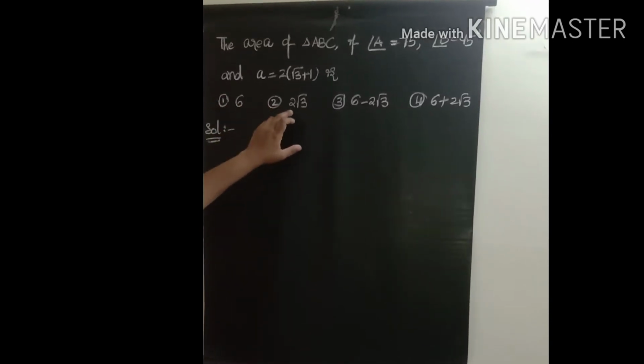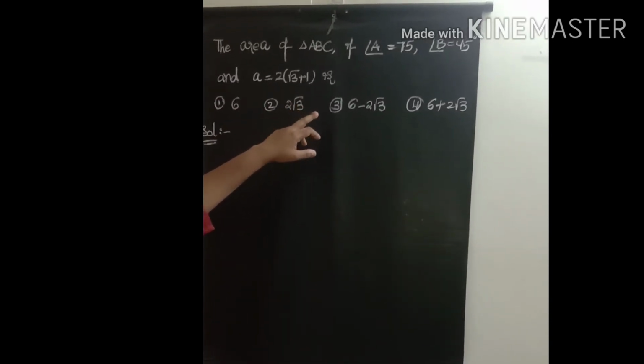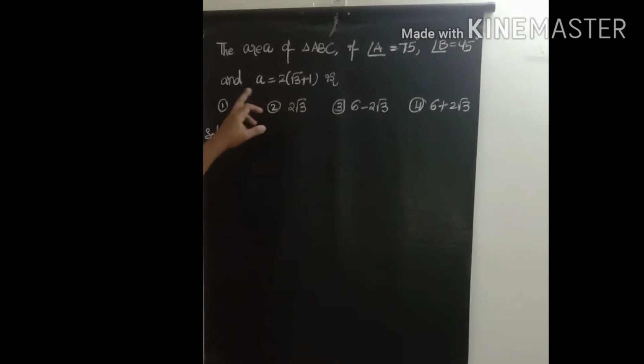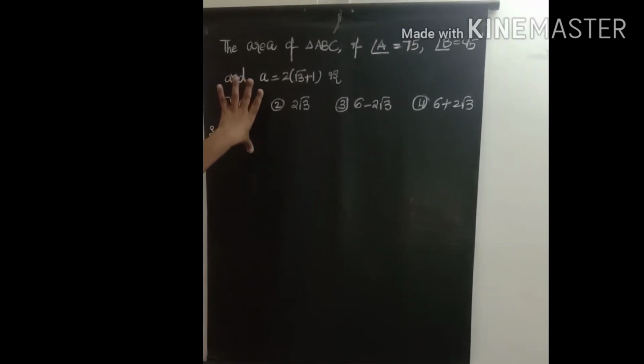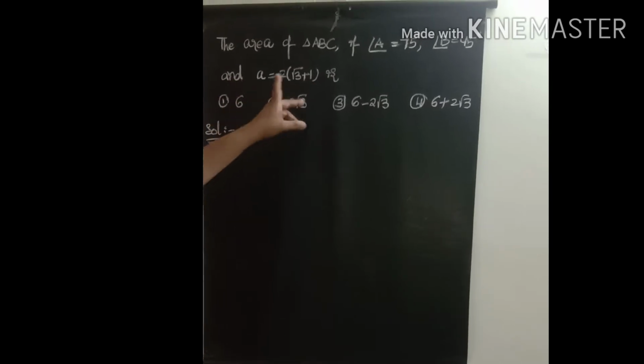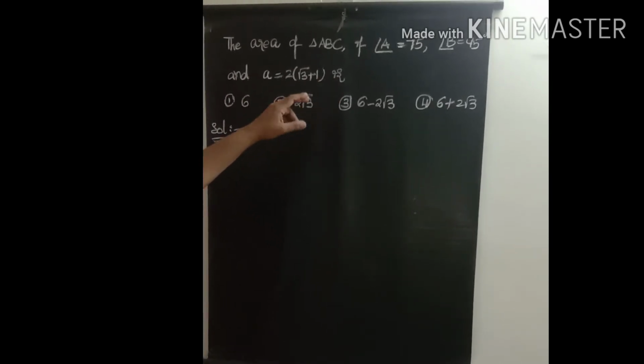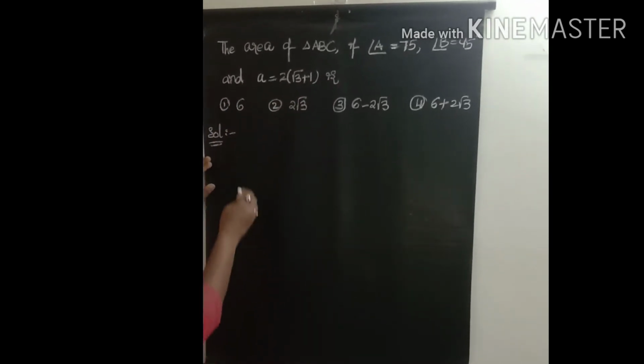Find the area of the triangle ABC, if angle A is equal to 75, angle B is equal to 45, and small a is equal to 2 into root 3 plus 1. What is the area of the triangle? We want to find the area of the triangle. Two angles, A and B, are given. So first we find the third angle.